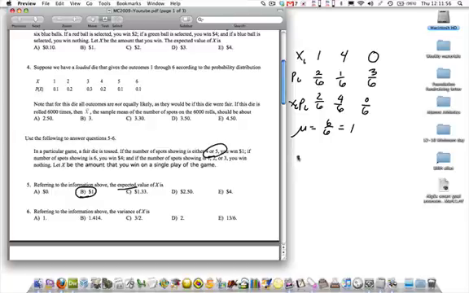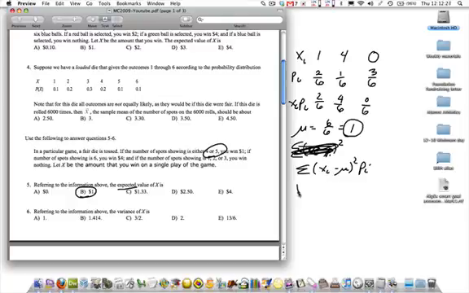Now we've got to figure out the variance. Okay, for the variance, we have to know what the mean is. We just figured it out. And remember, the variance formula looks like this: xi minus mu. I'm just going to cross that out and write it again. Sum of xi minus mu squared times pi. Okay, now we just plug in the numbers.